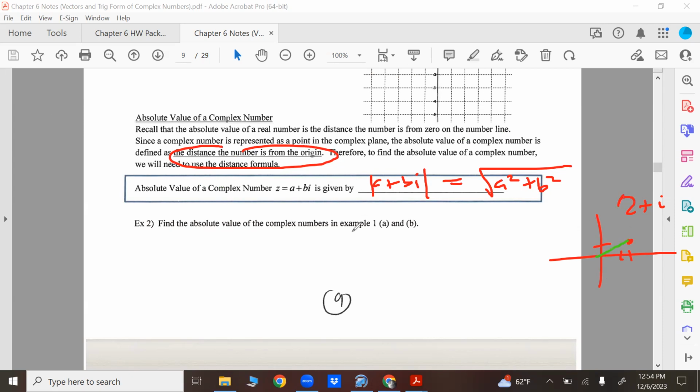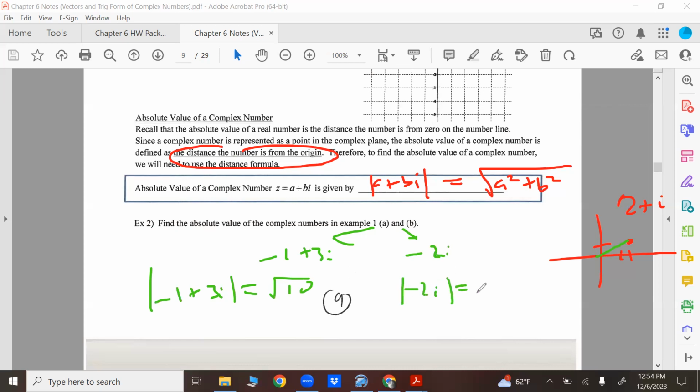So for examples 1a and 1b, 1a was negative 1 plus 3i. So the absolute value of it is root 10. Or for the other one, negative 2i. The absolute value of negative 2i is just 2. It's just basically the Pythagorean theorem, root a squared plus b squared. So those are kind of the basics, because we're going to be utilizing this stuff for the next things that we're covering in this topic. So any questions? No? Okay. Easy enough. All right.